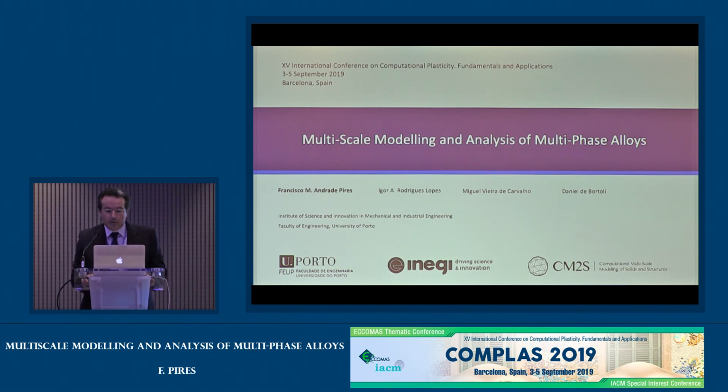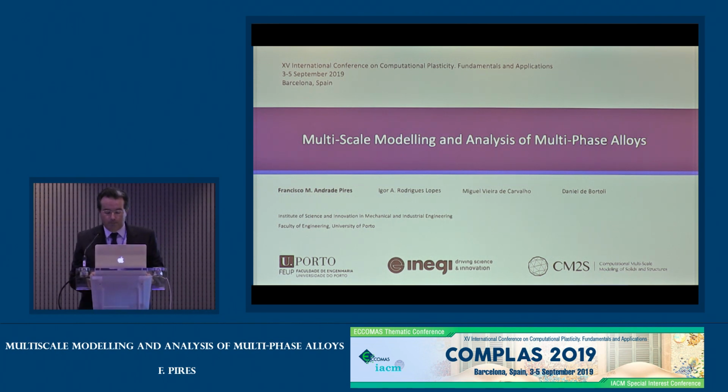Today I'll be talking about multiscale modeling and analysis of multiphase alloys, and I will be focusing on homogenization-based multiscale modeling coupled with crystal plasticity constitutive model.